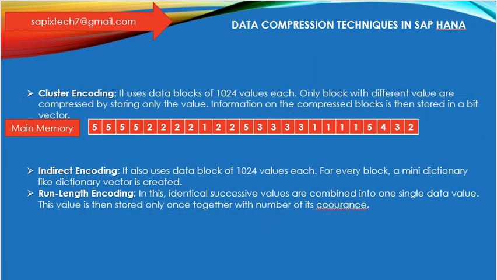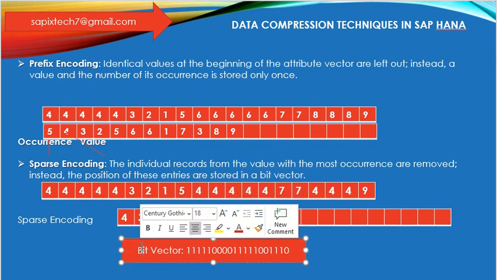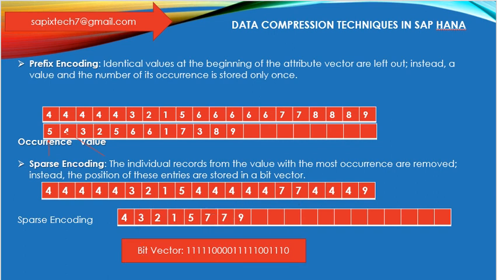Understand that. Information on the compressed block. In the previous encoding, what was that? It stores the position of these entries. So what is the actual position? The actual position is stored in a bit vector. But in cluster encoding, it stores this in a bit vector. So let's see how it works.